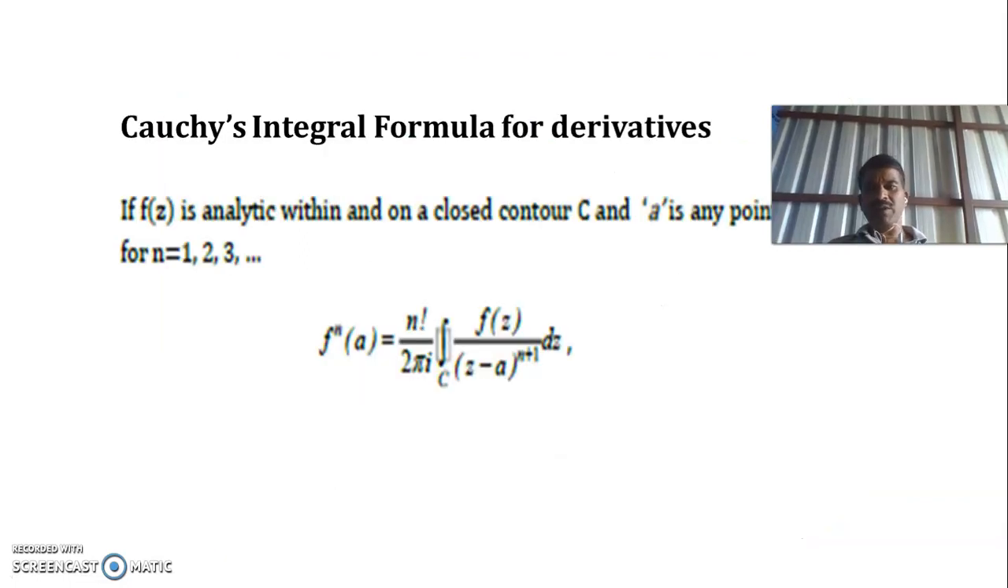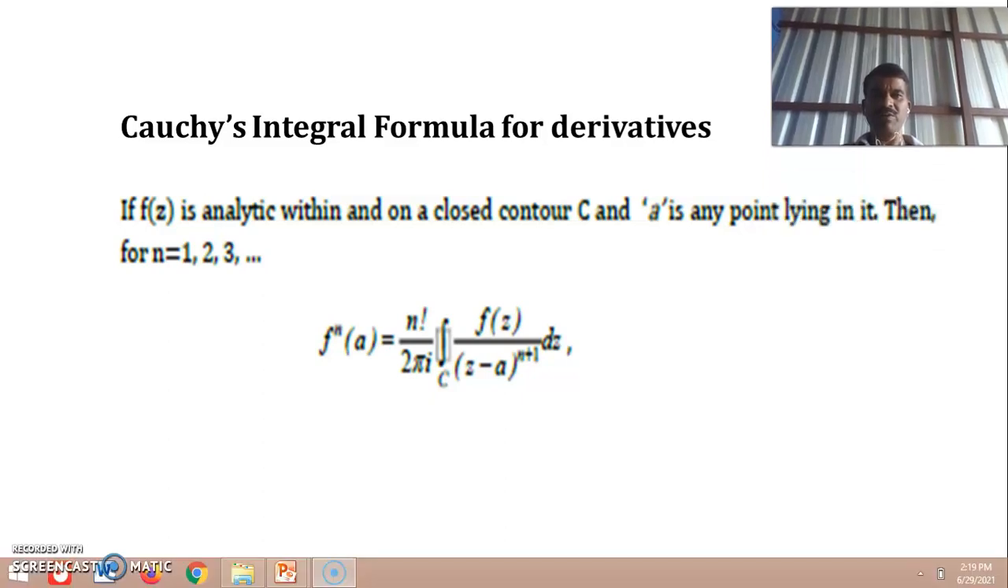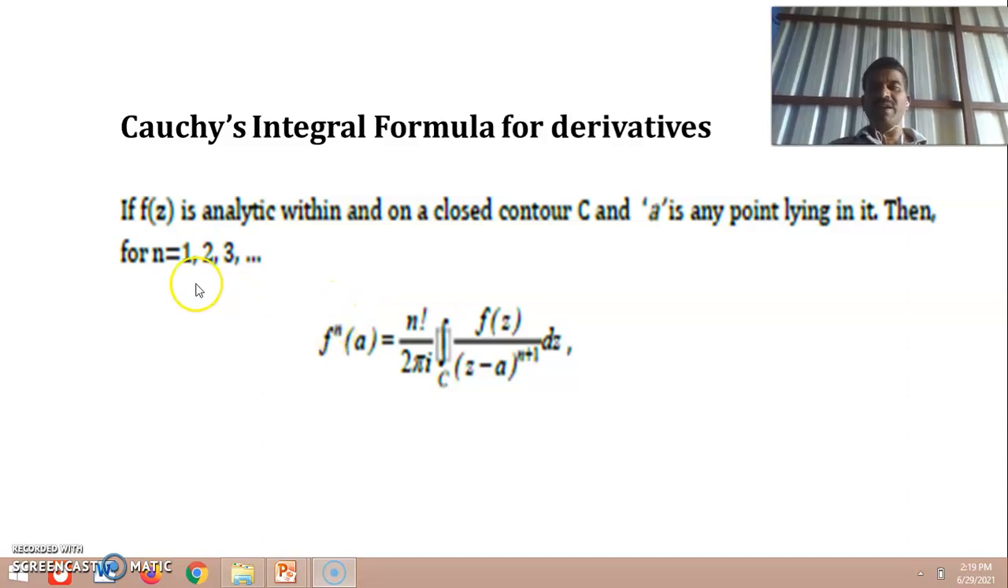Before that, we shall see the statement of Cauchy's integral formula for derivatives. If f(z) is analytic within and on a closed contour C, and a is any point lying inside the contour C, then for n equal to 1, 2, 3, etc.